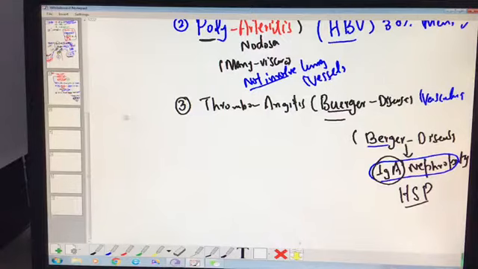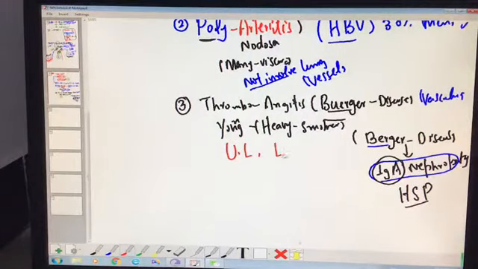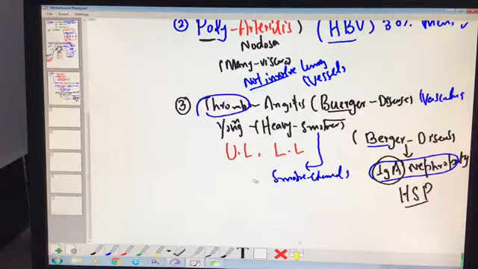Now Buerger disease: what is the presentation? The patient is young and a heavy smoker. That's the key thing here. What vessels are involved? The upper limb vessels and the lower limb vessels. What happens inside the vessel? The heavy smoker inhales a lot of chemicals in the smoke, and these chemicals induce vasculitis.